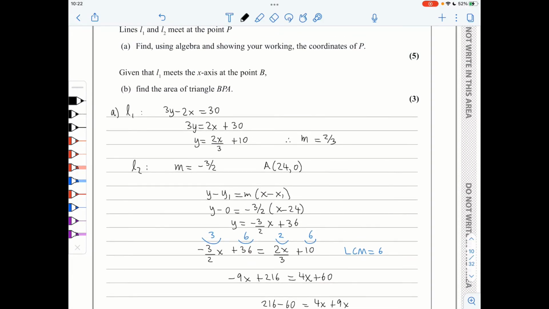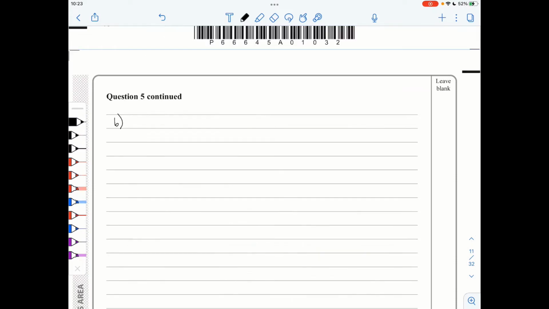In B, given that L1 meets the x-axis at the point B, we need to find the area of triangle BPA, and I will actually draw exactly what I have gathered up to now just to get an idea of what the triangle looks like. So I will start by finding where the line L1 cuts the x-axis.